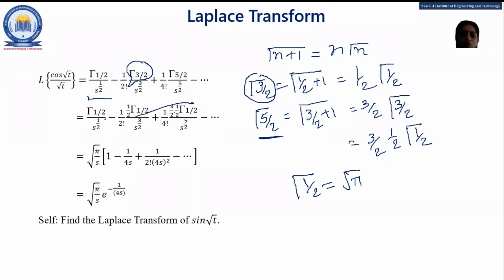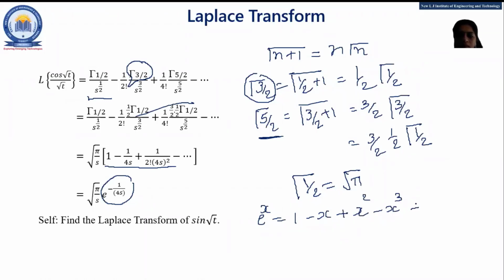So the remaining term is, students, 1 minus 4 by s plus 1 upon 2 factorial 4 upon 4s whole square. Okay. So our final answer is square root of pi by s e raised to minus 1 by 4s. See, this is the series of e raised to minus theta, right? If we have e raised to x, then our series is 1 minus x plus x square minus x cube, like this, for minus x. So this is the series of e raised to minus 1 by 4s.